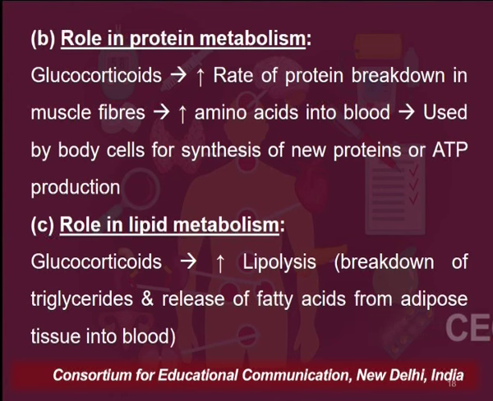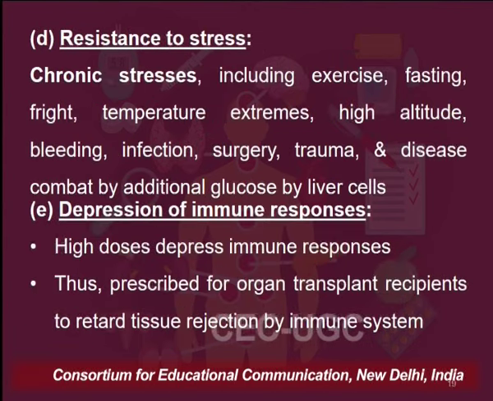The other roles of glucocorticoids are in protein metabolism. It will increase the rate of protein breakdown in muscle fibers, which in turn will increase amino acids, which will be used up by the cells for the production of ATP. Likewise, in lipid metabolism, it increases lipolysis, wherein breakdown of triglycerides and release of fatty acids takes place from the adipose tissue into the blood.